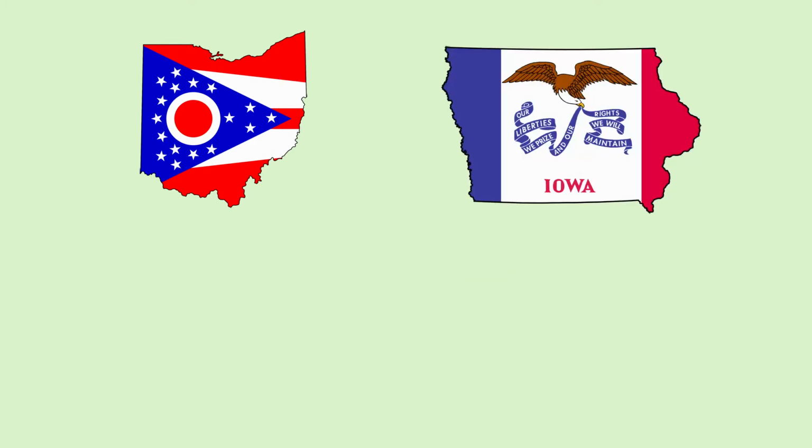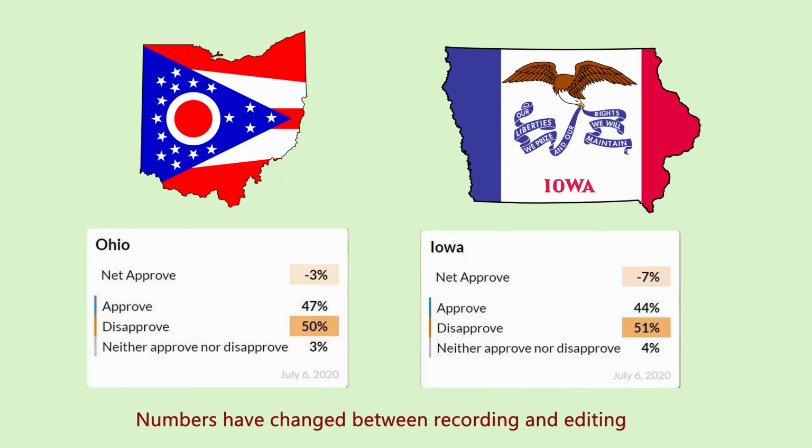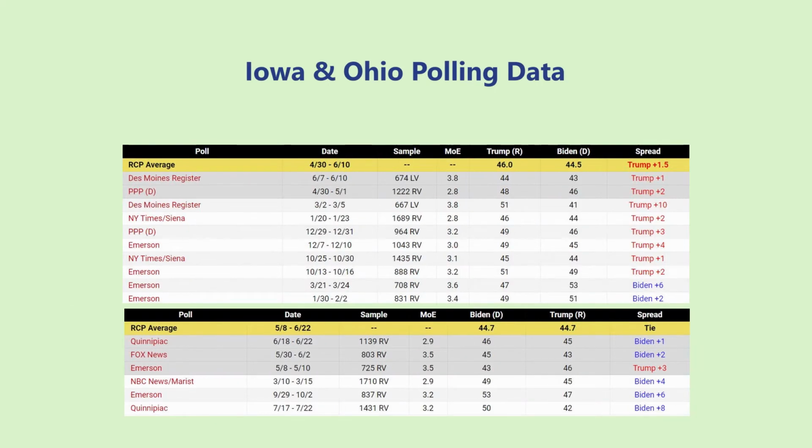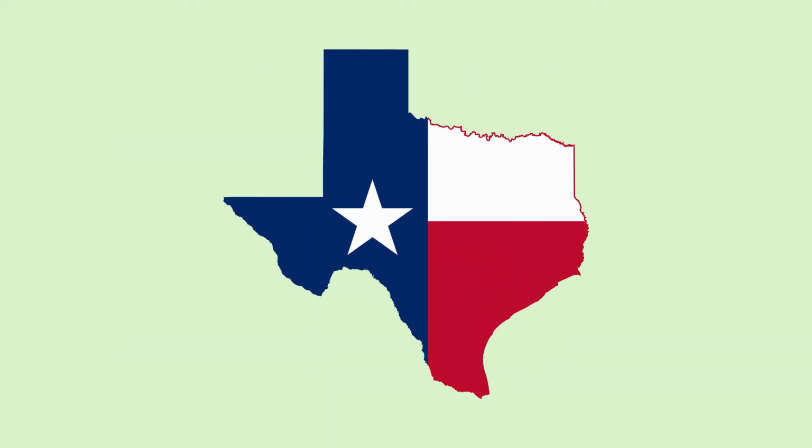However, it should be noted that at the time of making this video, Iowa and Ohio have a net disapproval of the president of -8 and -5 respectively. Unfortunately for the Biden campaign, early polling data does not suggest that this disapproval translates into Democratic support. As for Texas, the state has been moving in the opposite direction.